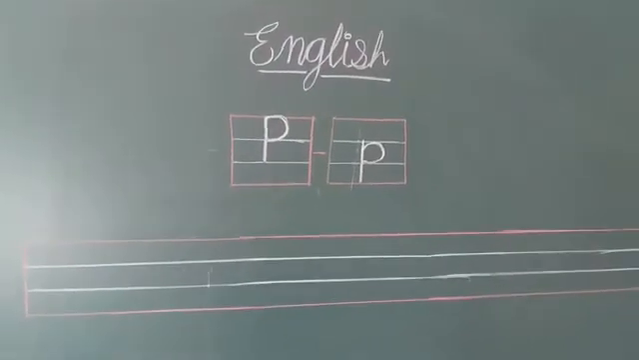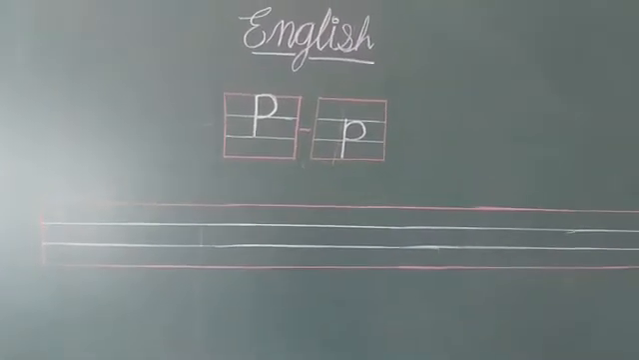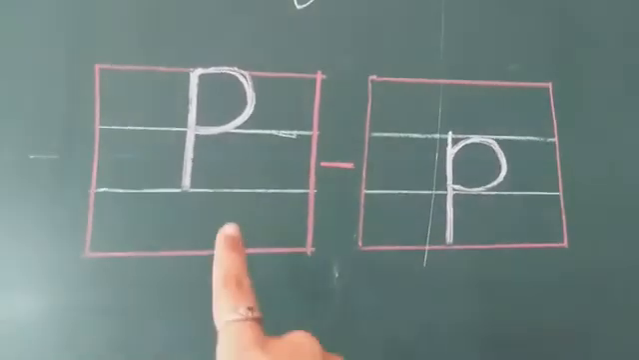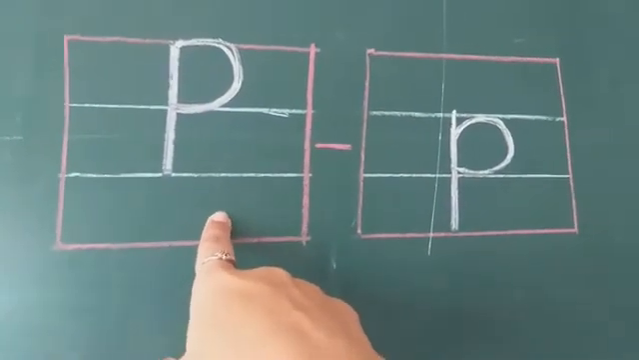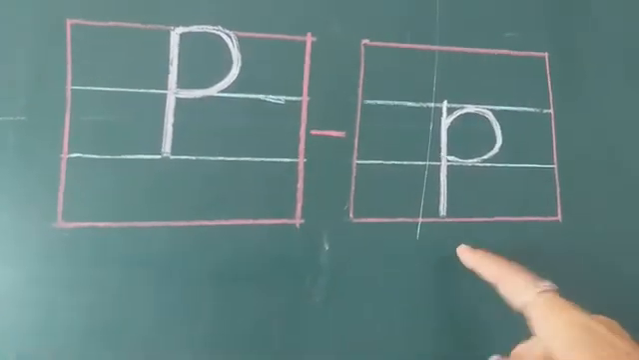Now, how to write directly small letter P on a board? Let's start. Look at here. This is capital letter P. Capital letter P. And this is small letter P. Today we learn small letter P.